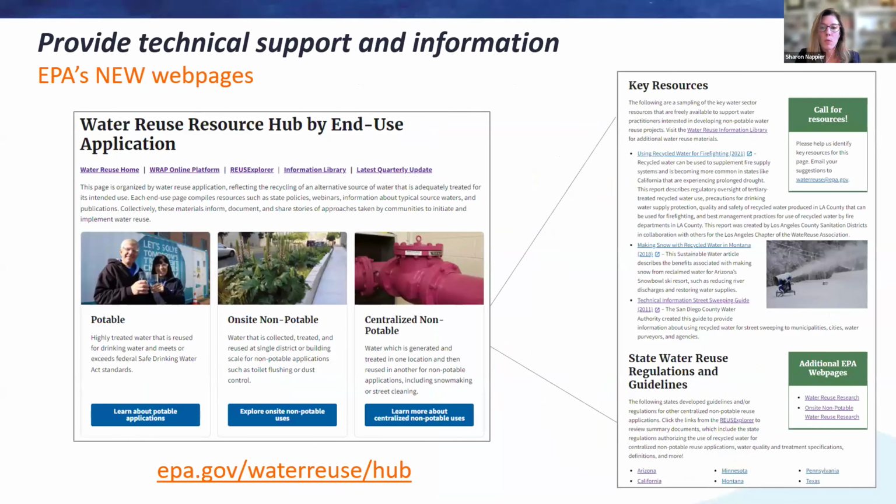The second webpage I want to highlight is our resource hub. All of our relevant WRAP resources are now cataloged by reuse application. So we have 9 different cards here. If you click on the on-site non-potable card, you're going to see some of the key resources in the field for on-site water reuse. We'll have links to all the reg state summaries that are associated with the Reuse Explorer, and we'll have the case studies that are linked to that particular application.